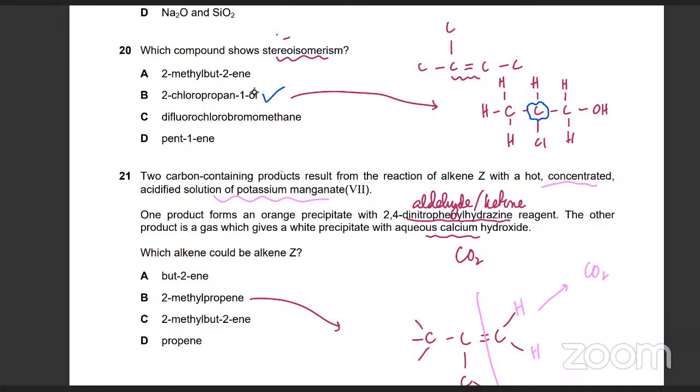And the other one is difluorochlorobromomethane. So it's basically methane, 1 carbon atom. Difluoro means 2 fluorines. Chlorobromo means chloro and bromo as well. So again, it's not going to be chiral because not all 4 sides are different. Anyways, pent-1-ene is also not going to form cis-trans because 2 of the carbons will have H's. So we're going to end it here.